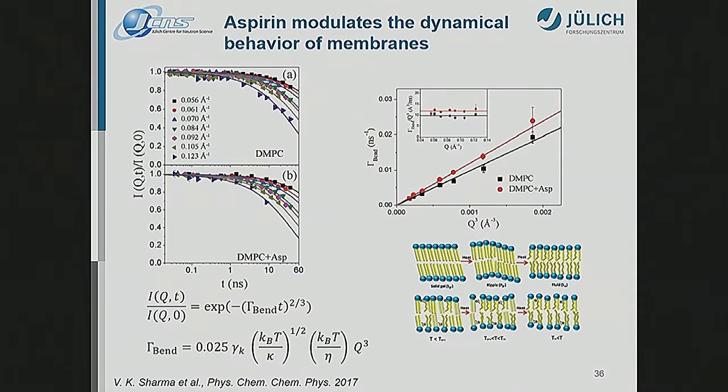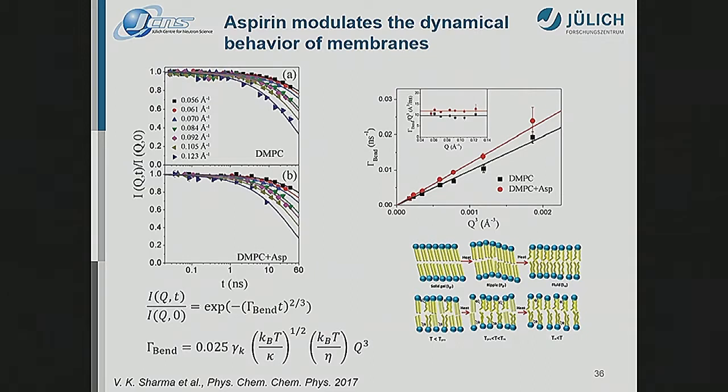So these three examples are fairly recent. This one is actually published this year. The group of Sharma studied the influence of aspirin on membranes, and this is the raw data that they got. You can model the membranes' dynamic response by the so-called Zilman-Granek model, which is just an exponential with a power of 2/3, and then you can further infer the bending modulus, kappa, from this gamma band, and that's what people are after. That means pretty much how stiff the membrane is. By adding aspirin to the membrane, they found out it's softer, and that's the general nutshell.